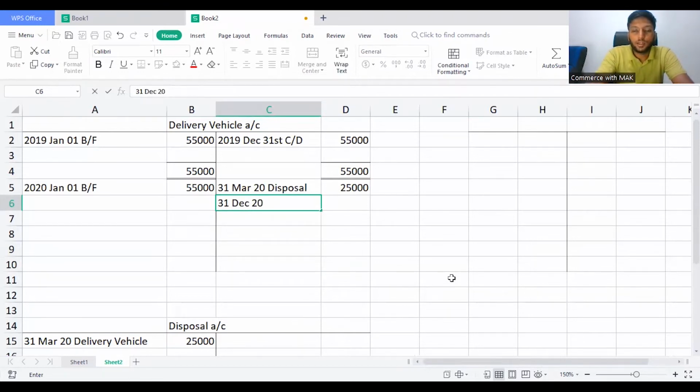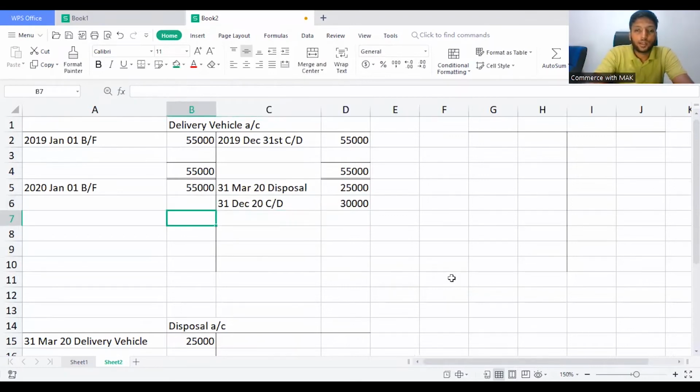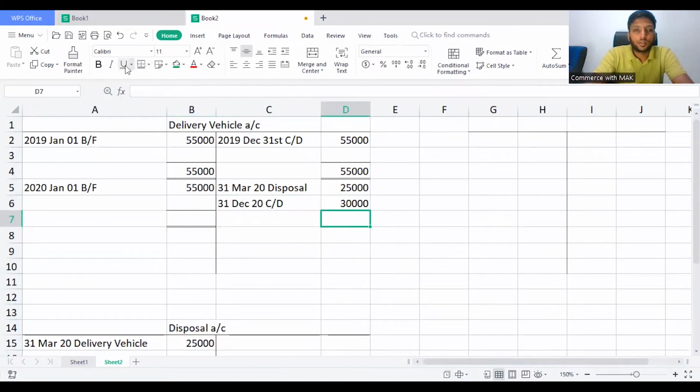The 31st December 2020 will be the carried down balance, and you will have only 30,000 to carry down. So that is the value which we should represent, and they're asking. They didn't ask for 2021, they asked only for 2020, so you don't want to show the brought forward on 2021. So here I'll write 55,000, and here I'll write 55,000. Simple as that, guys. We are done with the delivery vehicle account.